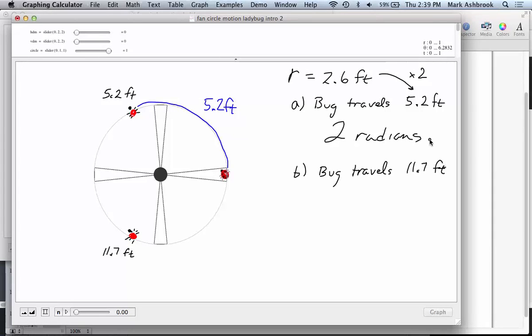Because the arc length is twice the radius, we got an angle that's cutting off 2 radius lengths. That's an angle of 2 radians. Okay?